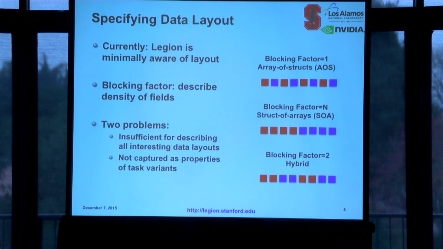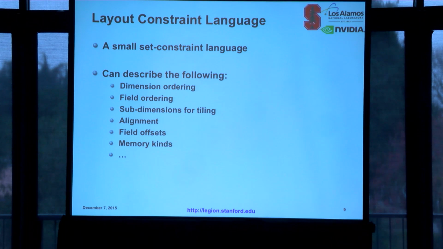So we actually want to make our task variants tell the runtime what data layouts they're going to expect. To do that, we're going to need a language to describe that. We need something more expressive to describe all these data layouts. So we're going to introduce a small constraint language to describe various properties of data layout. It'll allow us to describe the layout of physical instances, and it'll also allow us to describe the constraints that task variants are going to assume as part of their execution, to know that we need to have data laid out in a certain way in order to use this particular task variant. As a result, we're going to be able to guarantee correctness, and we're also going to be much more expressive to control all sorts of aspects of data layout.